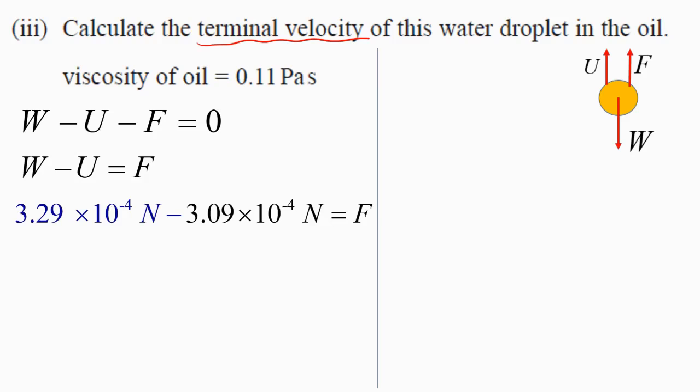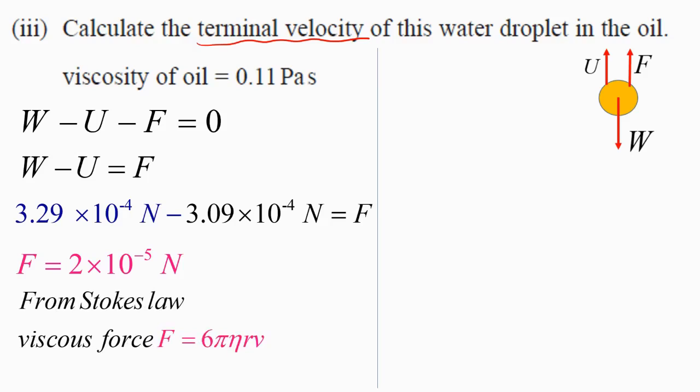3.29 into 10 to the power minus 4 Newton is the weight of the droplet. 3.09 into 10 to the power minus 4 Newton is the upthrust on the droplet. So we will get the drag force is equal to 2 into 10 to the power minus 5 Newton. Okay, so now we have to recall Stokes law.